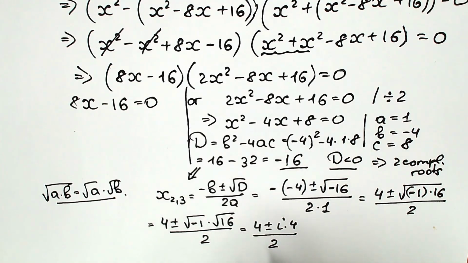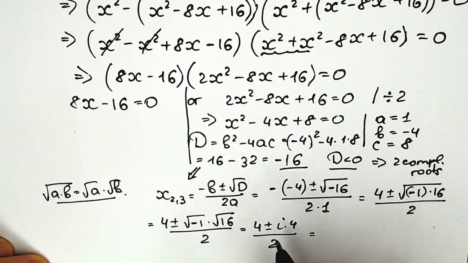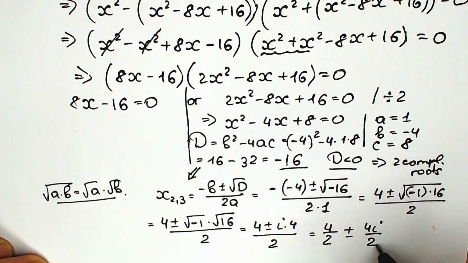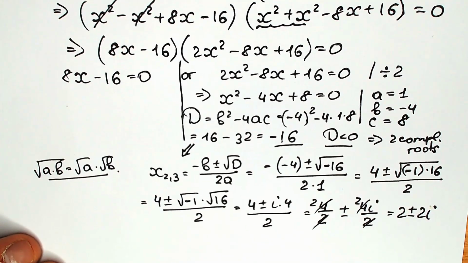And right now, the very tricky move, a lot of students don't know this tricky move, because right here I'm going to divide the numerator by parts. So I'm going to divide 4 by 2 according to a common denominator, and plus minus 4i divided by 2. And we can easily cancel this 4 and 2. We can easily cancel 4 and 2 right here. So as a result, our answer is 2 plus minus 2i. So these are our two complex roots.